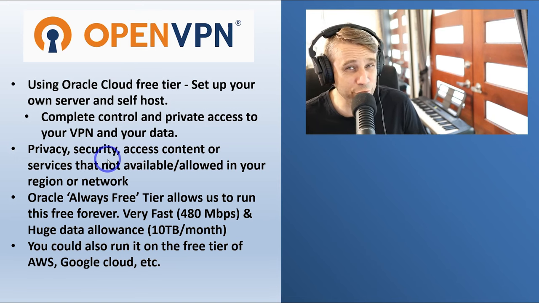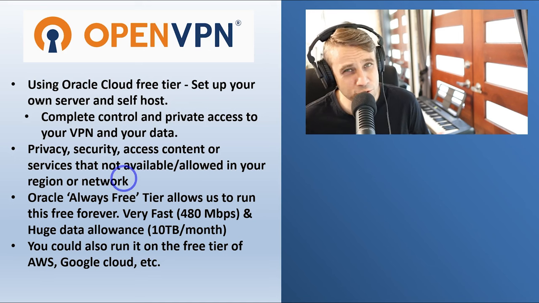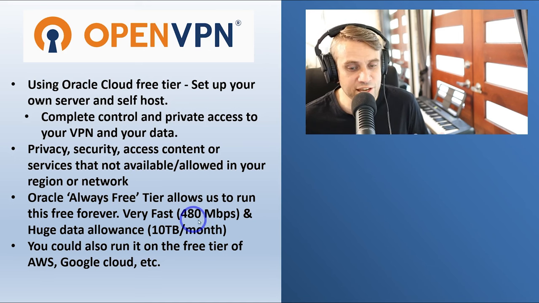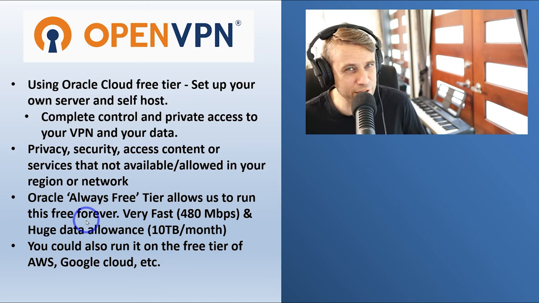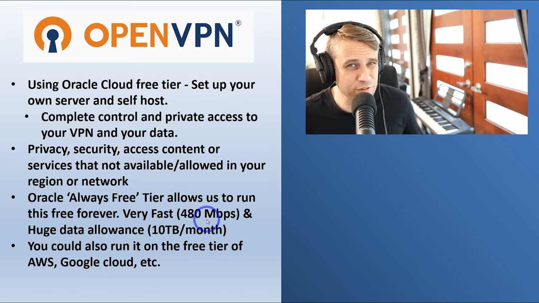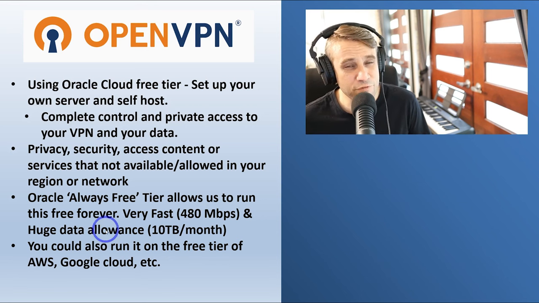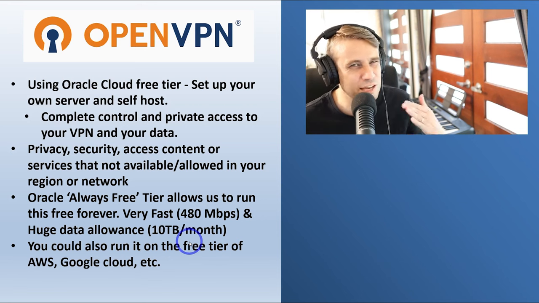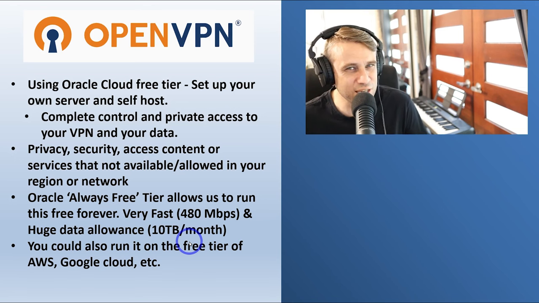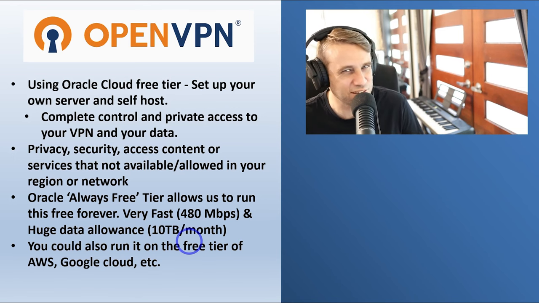If you're using a free wireless connection at a library or school, you can protect your privacy with this as well. So lots of good reasons. Oracle free tier allows you to do this free forever on their always free tier, and a very fast 480 megabit connection, much faster than any free VPS servers you can find elsewhere, and a very big data allowance, 10 terabytes. You're never really going to get near that on a typical home connection or mobile connection. So you don't really have to worry about any limits with this.